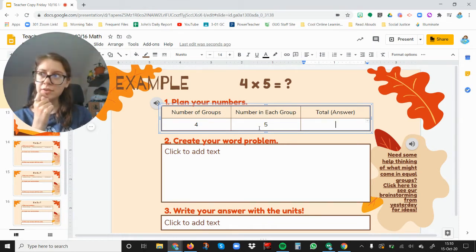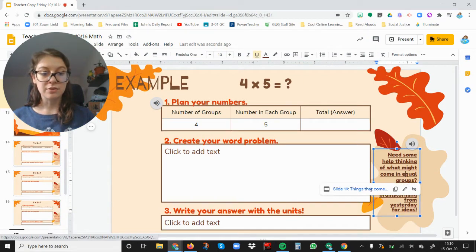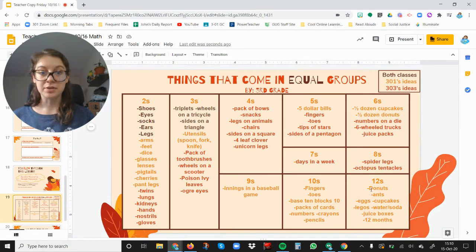Equal groups of 5. You know what? Yesterday in our math lab, we brainstormed a bunch of ideas. So right here, this says, need some help thinking of what might come in equal groups? Click here to see our brainstorming from yesterday for ideas. So I'm going to click this, and it's going to take me to the very last slide in this presentation. And here is all the ideas we brainstormed as a 3rd grade.